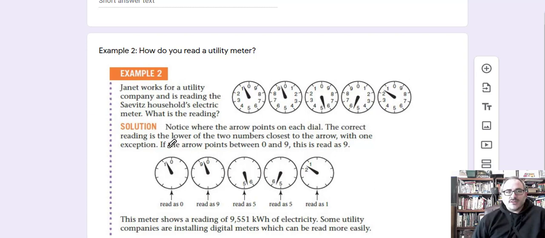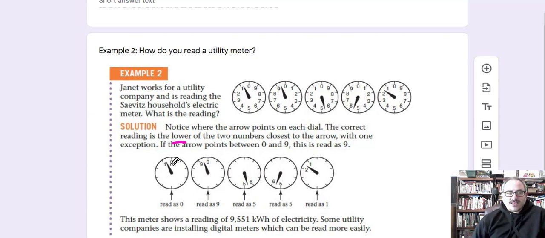So here's the solution. Notice where the arrows point on each dial. The correct reading is the lower of the two numbers closest to the arrow. So it's always the lower of the two numbers closest to the arrow, with one exception. If the arrow points between 0 and 9, this is read as 9. So it's always the lower unless it's between 0 and 9.